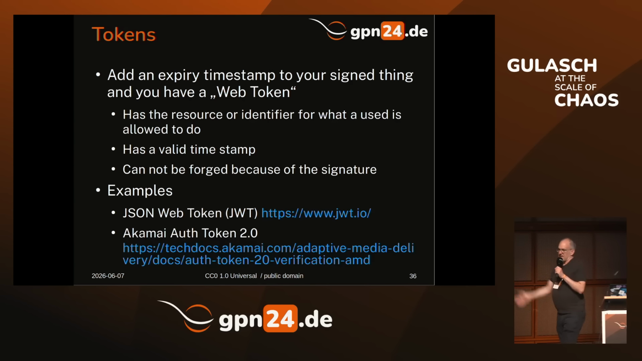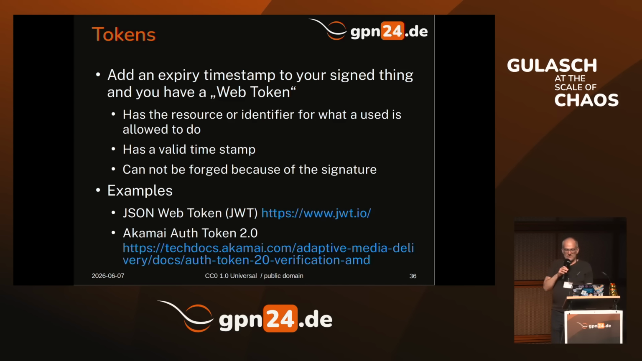And now the next step is really what, as far as I understand in the industry, is called a web token, which is the same thing. It's a signature added to something, but also with a timestamp. So now the signed thing has a lifespan. It's like a lease. You grant someone the right to access something, but the right expires at that point in time as defined by the timestamp. And again, this cannot be forged from the outside because of the signature.